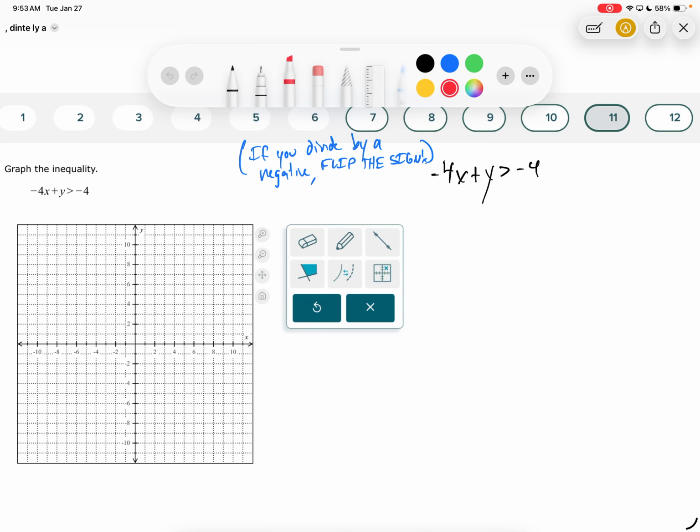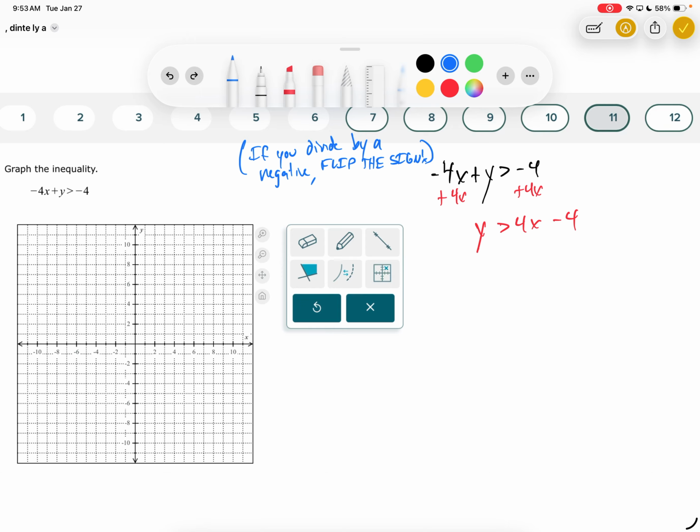And there's definitely a variation of this on the test: if you ever divide by a negative, you have to flip the sign. So if you had a -2 in front of this y, you'd have to flip the sign. So to get y by itself, I'm going to add 4x to both sides. So I have y is greater than 4x minus 4. This is what I'm talking about. If you had a -2 right here, when you divide by -2, you'd have to flip the sign. We don't have to divide by anything on this one though.